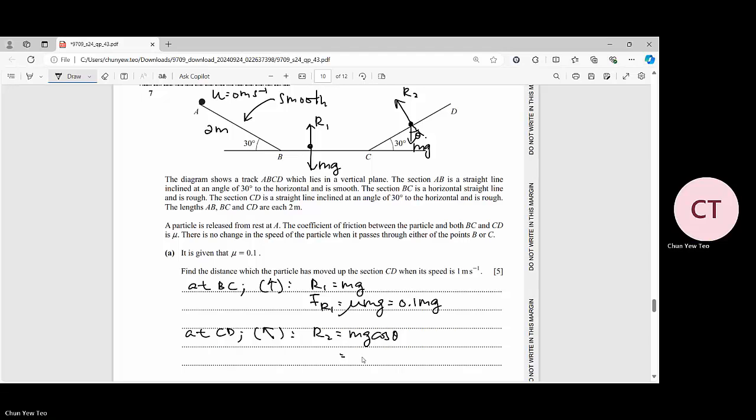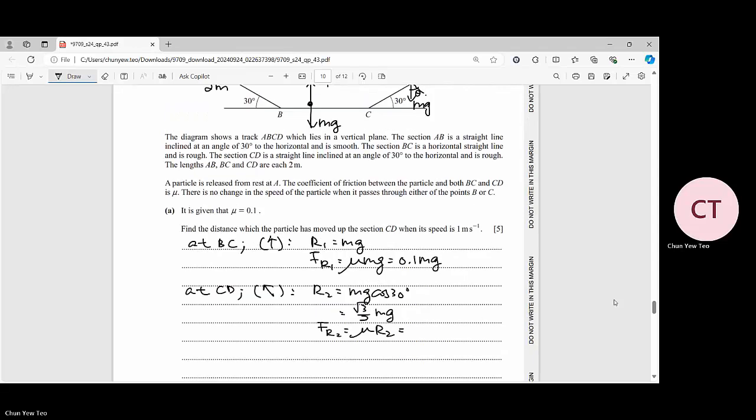So you will be mg cos theta is equal to, so you have the 3/2 mg. Your frictional force on that part will be mu R2, that will be 0.1. Okay. So this is what we have for the R1 and R2.